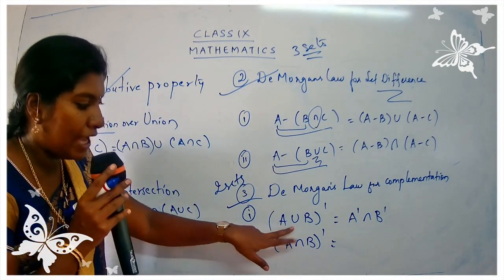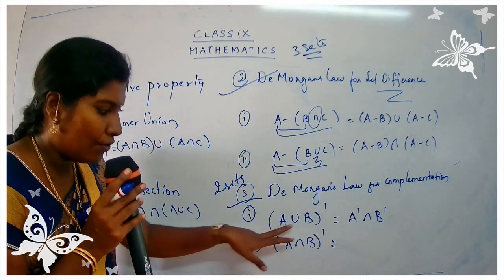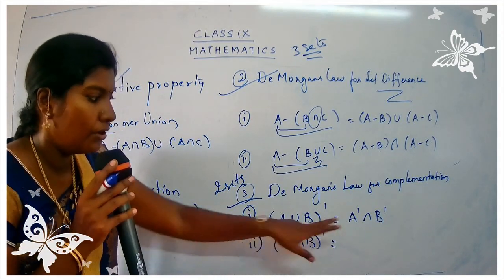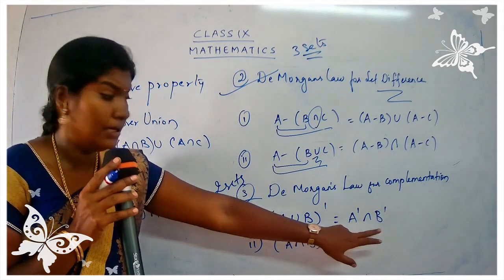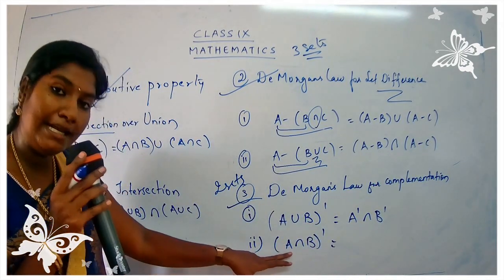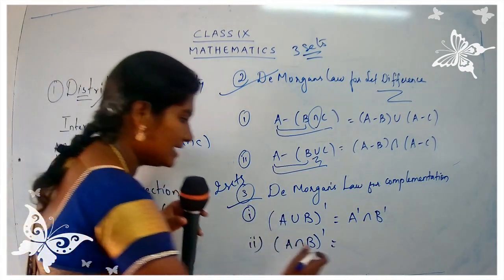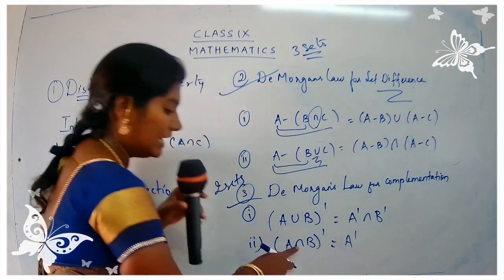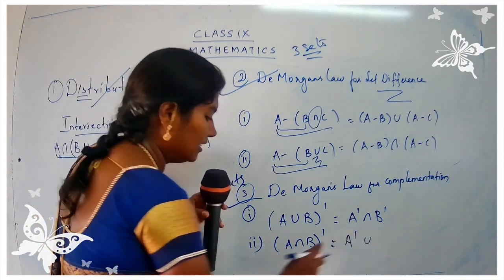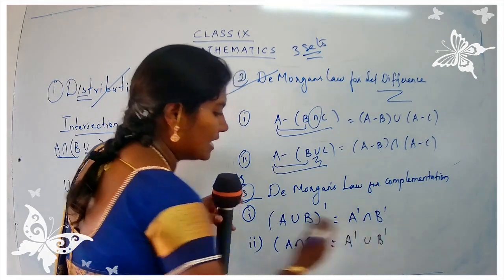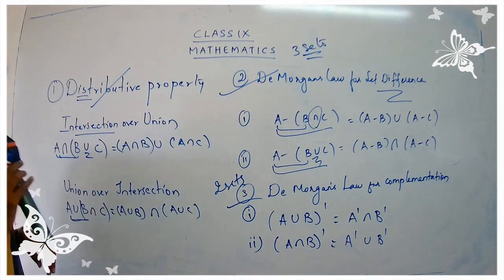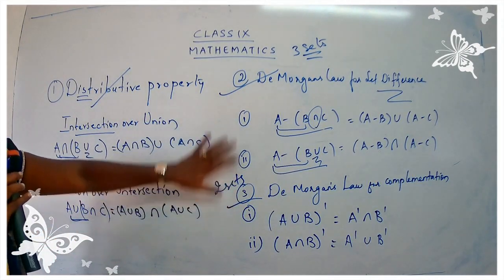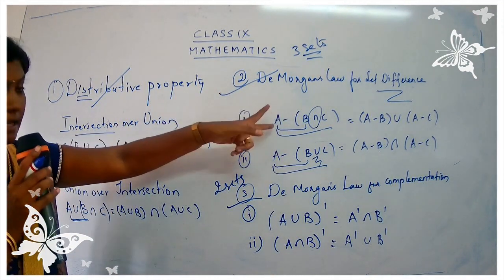Okay, so what is A union B the whole dash? A union B the whole dash is equal to A dash intersection B dash. And what is A intersection B the whole dash? Very easy, yes children. A dash, the intersection will change to union, B dash. So you get A dash union B dash. Okay children? So you have to remember the properties. Let's have a recap once again.